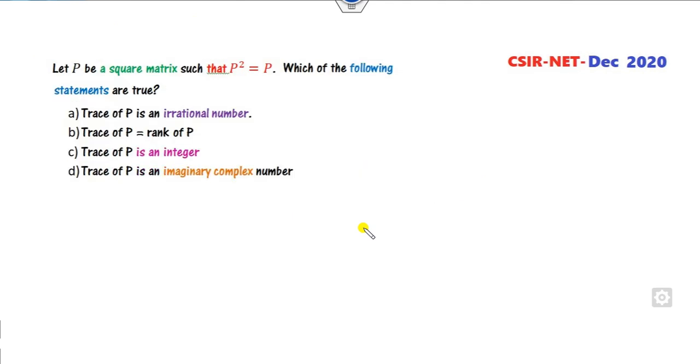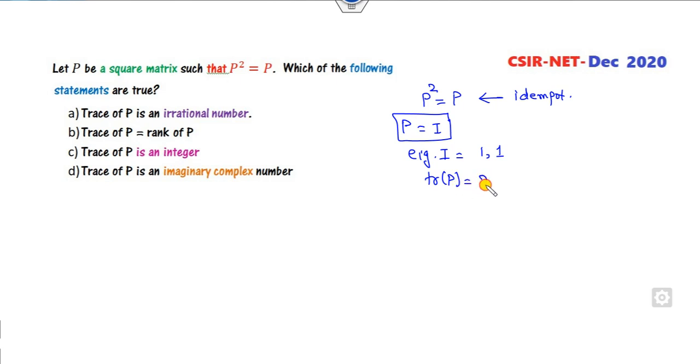Okay, look at that. P is a matrix such that P square is equal to P. What is that? This is an idempotent matrix. So the trace of P: if I consider P as I, it satisfies the properties. What are the eigenvalues of this I? 1, 1. So what is the trace of this matrix P? 2. Irrational number, cancel. Imaginary number, cancel. Trace is an integer, it's satisfied. Trace is equal to rank.